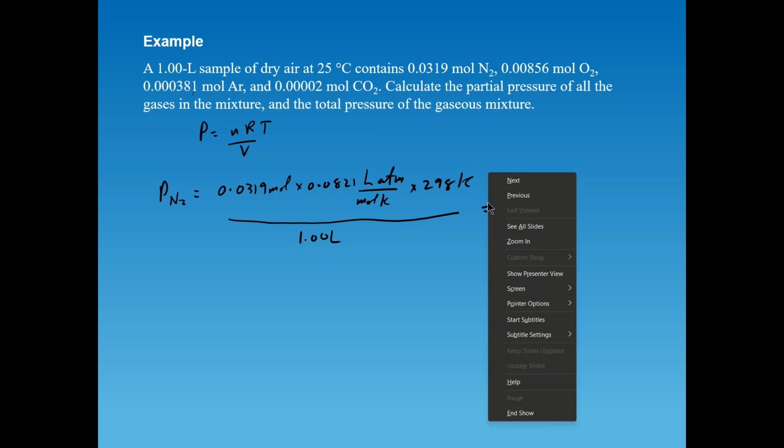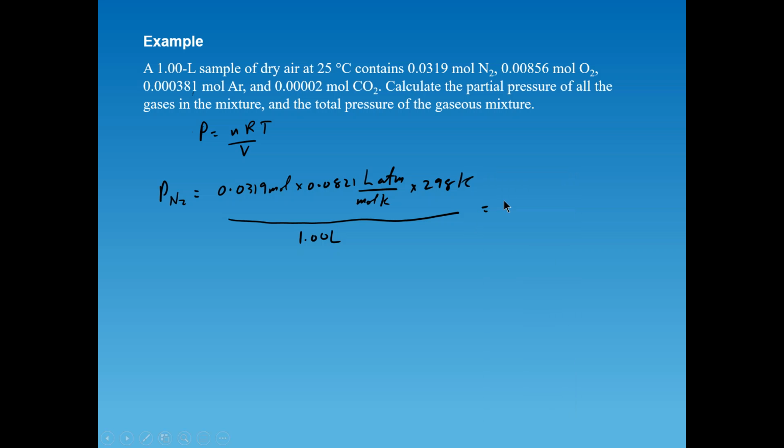So according to my calculations, this works out to be equal to 0.780. And the units would be atmospheres because the liters will cancel out here and here. The Kelvin will cancel out here and here. The moles will cancel out here and here. And you'll be left with atmospheres.